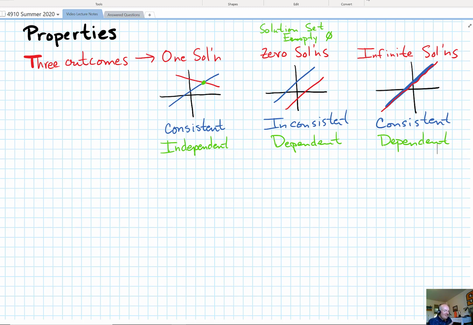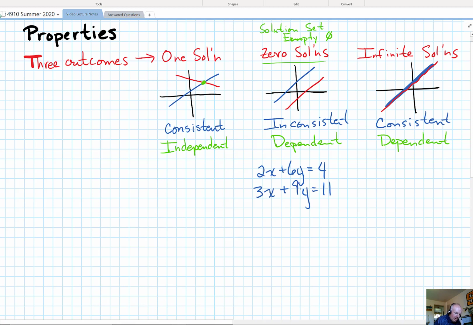So we've already seen the one solution case. How do we know if we have one solution? Well, we solve the system and we end up with an ordered pair, or one solution. What about no solutions? How do zero solutions happen? Well, let's just look at a system. Say this one right here: 2x plus 6y equals 4, and 3x plus 9y equals 11.